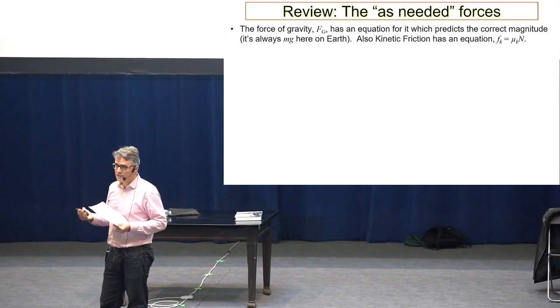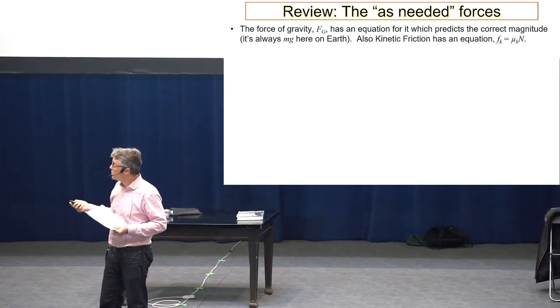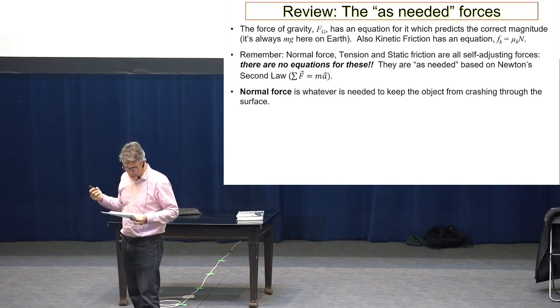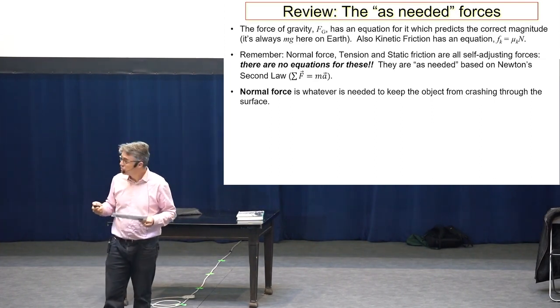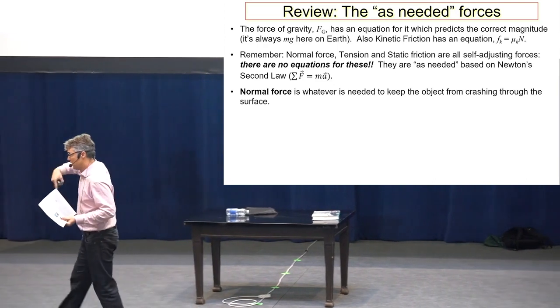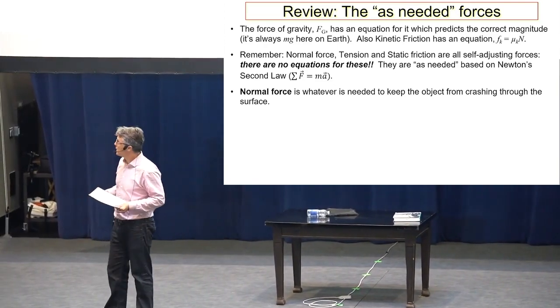But part of this, the tension is what you have to actually determine when you're doing that lab, because tension is one of these as-needed forces. Remember, normal force, tension, and static friction are all self-adjusting. And so you have to actually solve out Newton's second law to find these. And that's exactly what you're doing with the flying pig. There's an acceleration that you know in different directions, and you can find the tension.